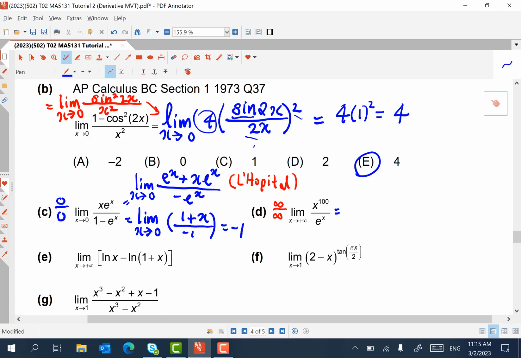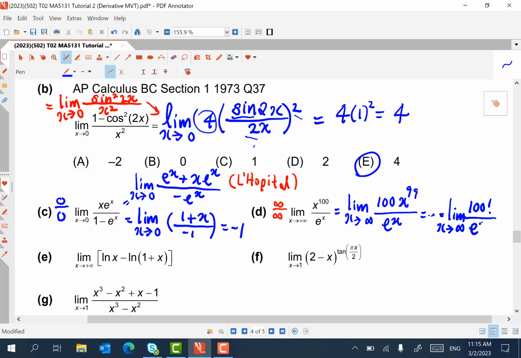So for the next question, L'Hopital's rule is possible. If you do one round of differentiation, it becomes 100x to the 99. And you go on, not forever, until you get 100 factorial.